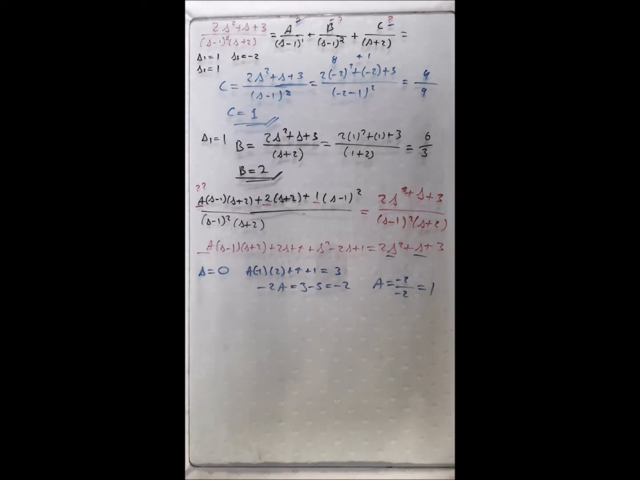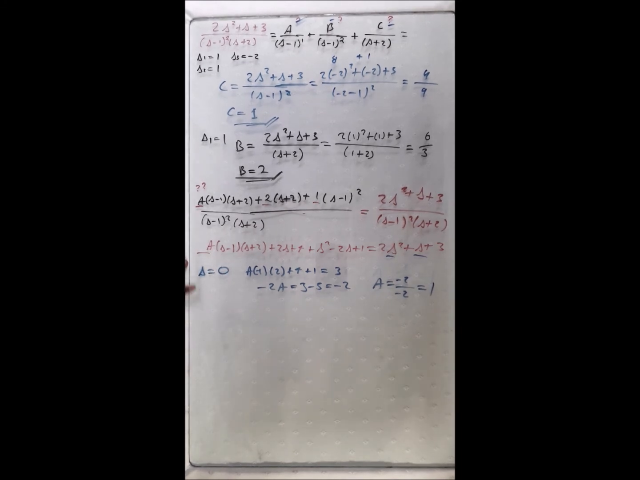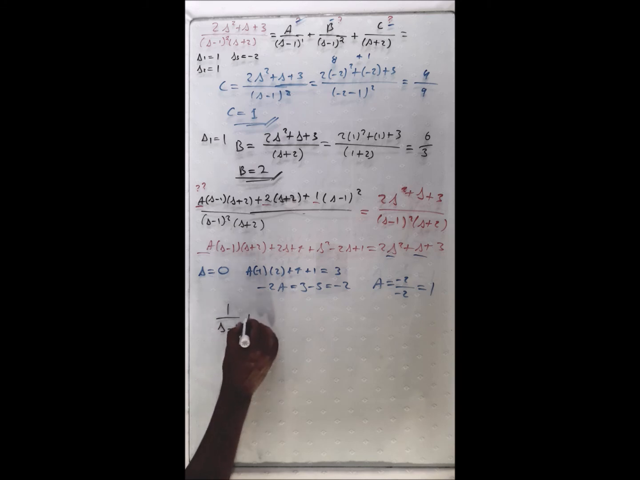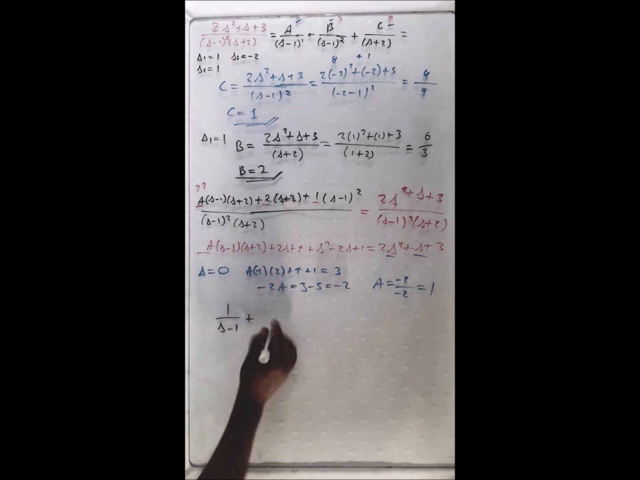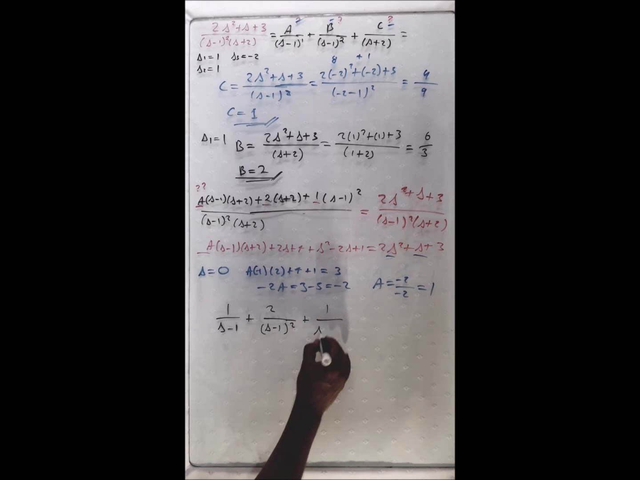Now this is the case when you have repeated roots. Again, you can use the Heaviside method, but you can only calculate one of the values. For the rest you have to make the common denominator and replace some values so that you can find the value of a in this case. So the result of the partial fractions is like this. A is 1 over s minus 1, plus b, which is 2 over s minus 1 squared, plus the value of c, which is just 1 over s plus 2.